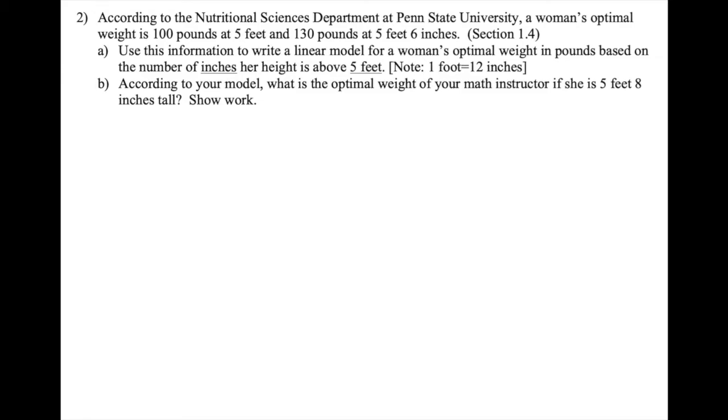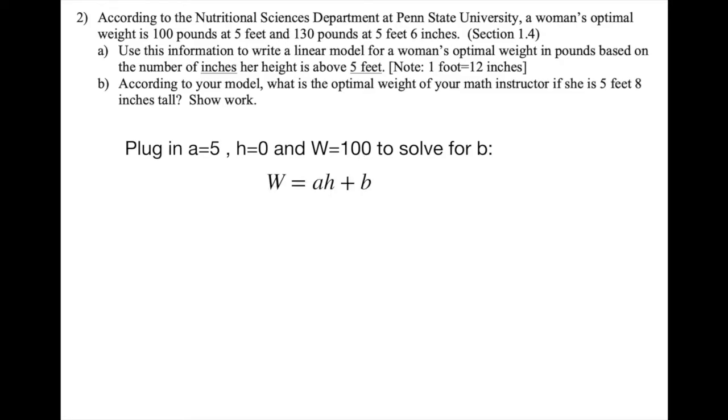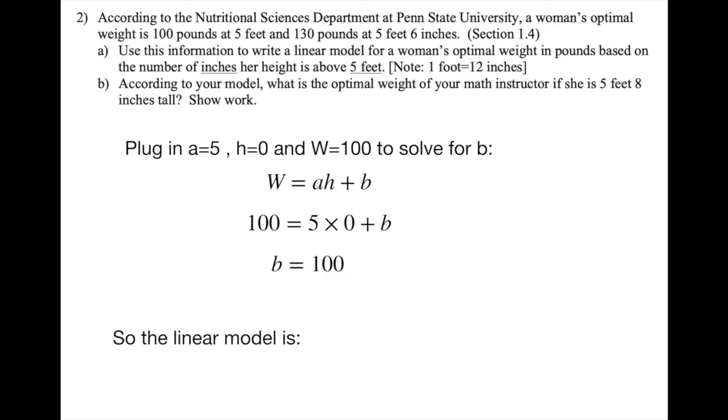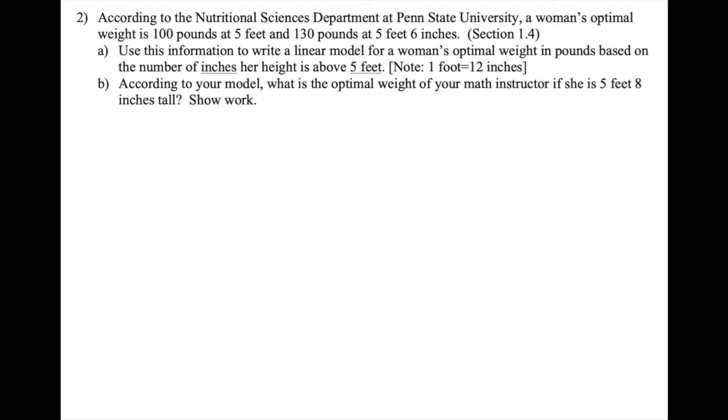Next, we want to calculate B. We have A equal to 5, and we will use one of the points: H equal to 0, W equal to 100, and plug into your equation to solve for B. So 100 becomes 5 times 0 plus B. B becomes 100. Now we are ready to write our model. W of H equals 5H plus 100. So that's your model.